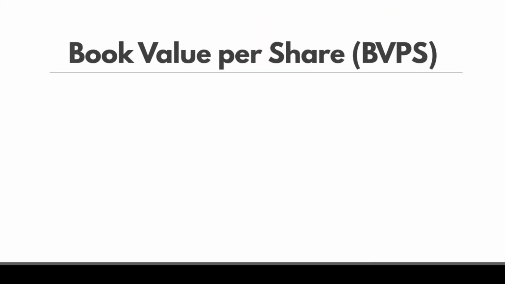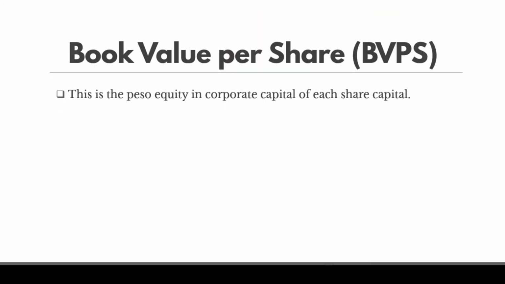Next, let's proceed to book value per share. So book value per share is the peso equity in corporate capital of each share capital. So ano ibig sabihin niyan? Basically po, ang sinasabi sa atin ng book value per share or BVPS is that in the event na maliquidate yung ating corporation, tas binenta natin yung lahat ng assets at nabayaran yung lahat ng liabilities, yung makakompute natin dito, yung makukuha natin per share that we have as stockholders. So, yun yung value ng share natin pag na-liquidate, okay?